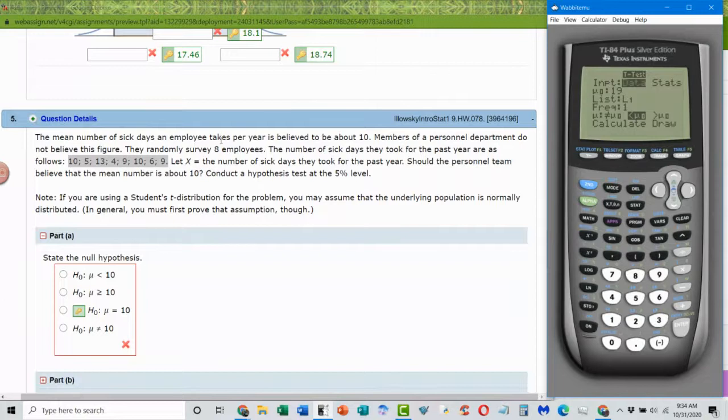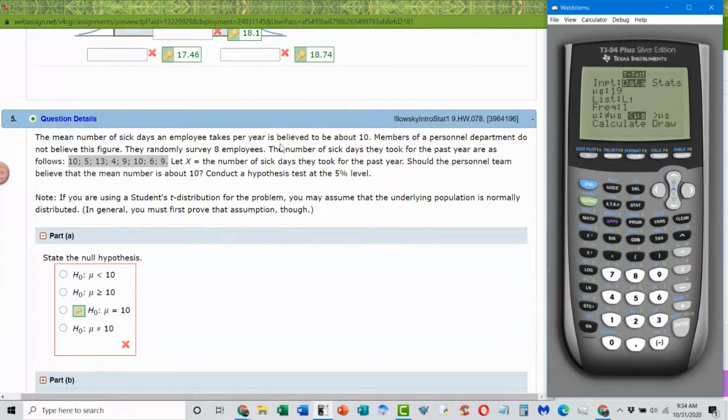The mean number of sick days an employee takes per year is believed to be about 10. Members of the personnel department do not think it's true. So they're not saying whether they think it's higher or lower. They just think that 10 is wrong.